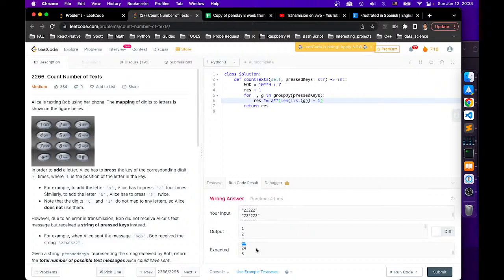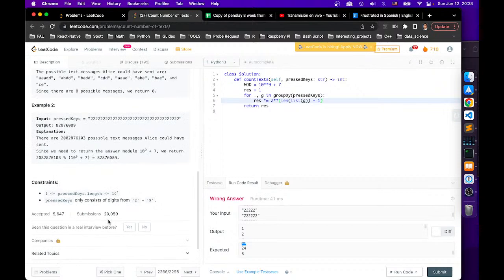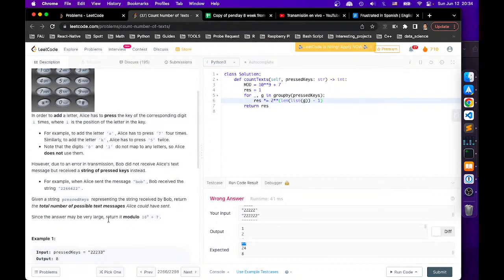Oh, a 3. That's 2 plus 3 plus 3. Yeah, I didn't realize that. This is a way to go. But how do we code this? How do we code this? What's the length? You gotta be kidding me. 10 to the 5th. How do we code this, man?